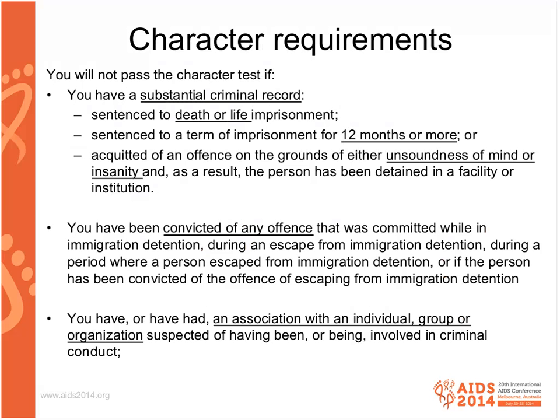So the character requirements are basically looking at your criminal and general history. What's written on these slides is quite legalese and not very specific, but it basically talks about if you've had a substantial criminal record or been convicted of any offence that was committed while in immigration detention, or if you have or have had an association with an individual or group who is suspected of having been involved in criminal conduct. This will raise questions for the visa officer.